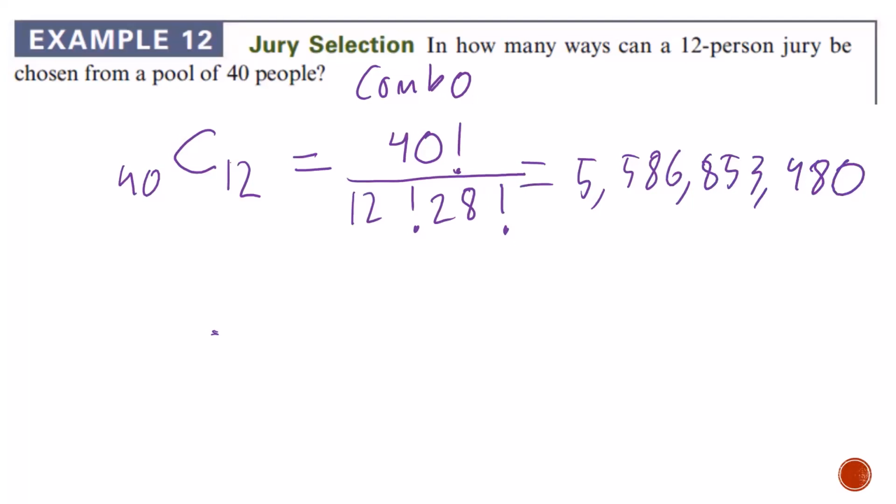Just notice that this would be equal to 40C28, because if I'm selecting 12 people into the jury, another way to think of that is I'm selecting 28 to not be in the jury, right? Each set of 12 jurors has a corresponding set of 28 non-jurors. So that's how this is going to work.